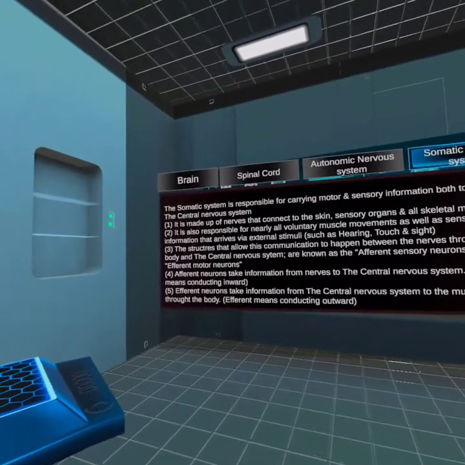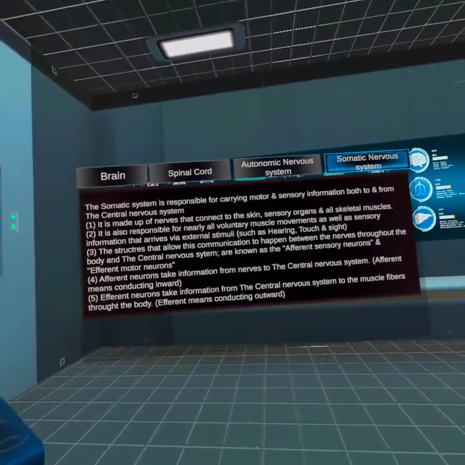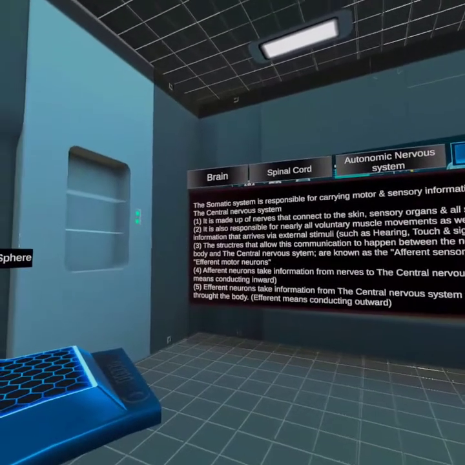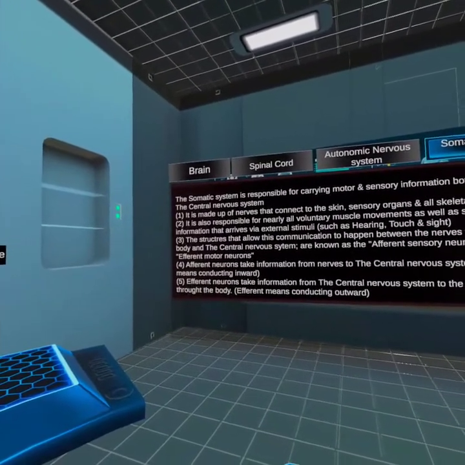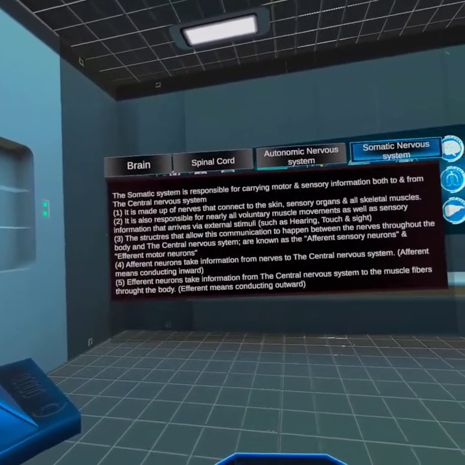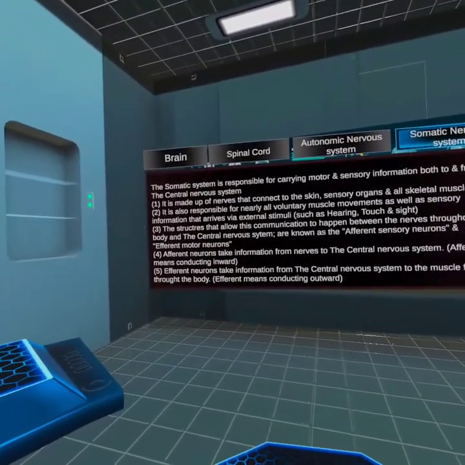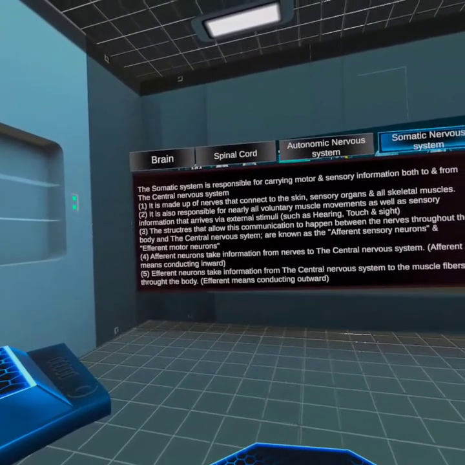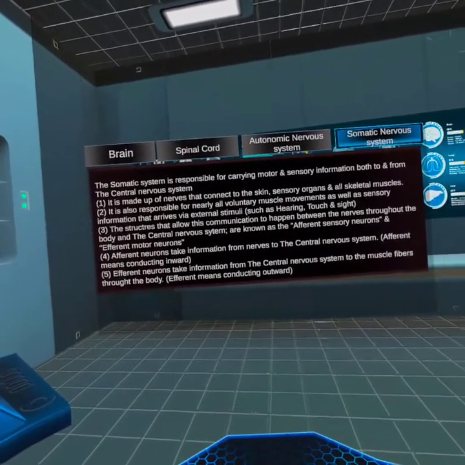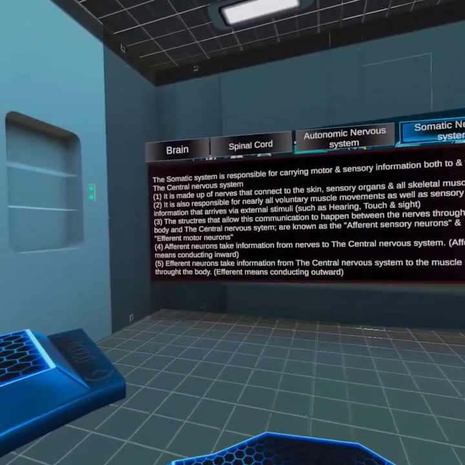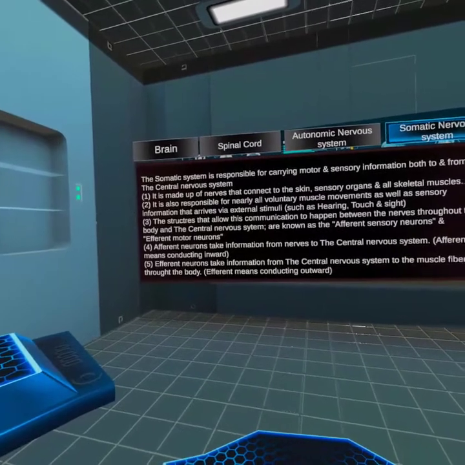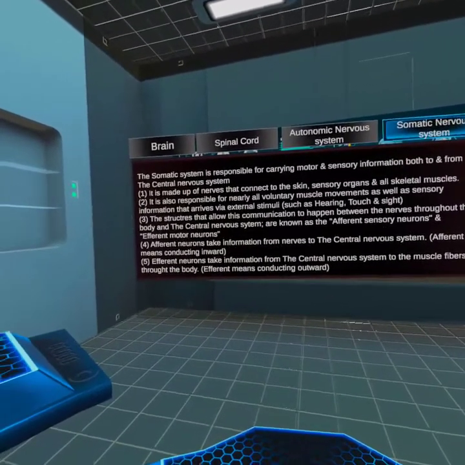The somatic system is responsible for carrying motor and sensory information, both to and from the central nervous system. It is made up of nerves that connect to the skin, sensory organs and all skeletal muscles. It is also responsible for nearly all voluntary muscle movements, as well as sensory information that arrives via external stimuli, such as hearing, touch and sight.